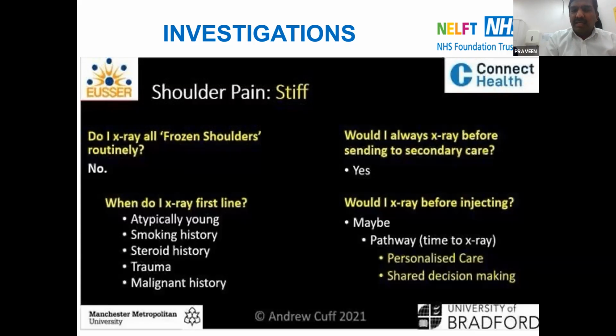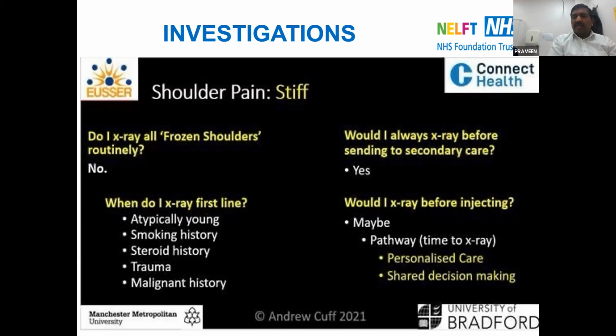We saw a patient in clinic not too long ago, a 35-year-old gentleman who's been on anabolic steroids for bodybuilding, and he had a completely worn out glenohumeral joint. Patients with shoulder pain following trauma, X-ray would be a good choice. Patient with malignant history, again, X-ray would be a good choice. Would I always X-ray somebody before sending them to secondary care? Yes.